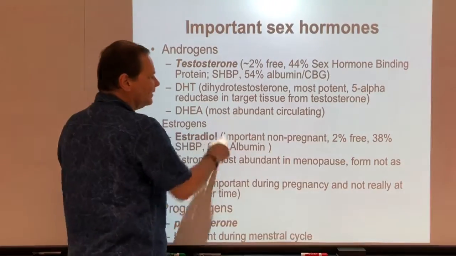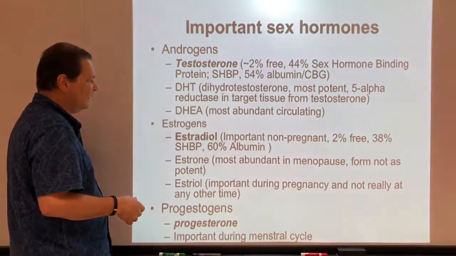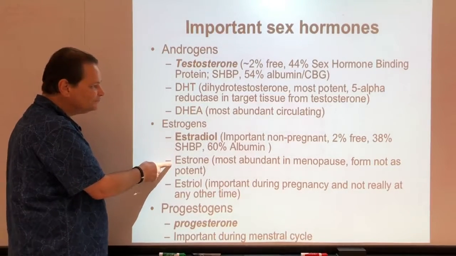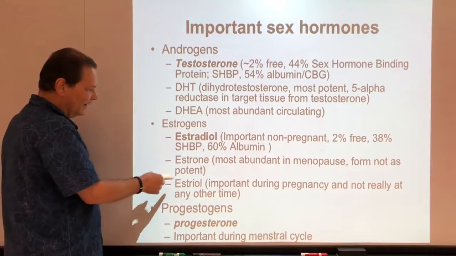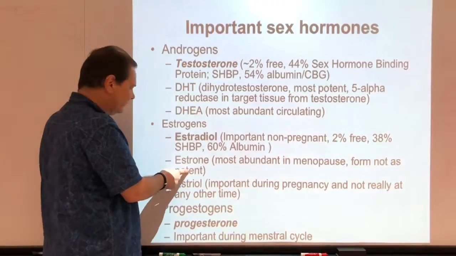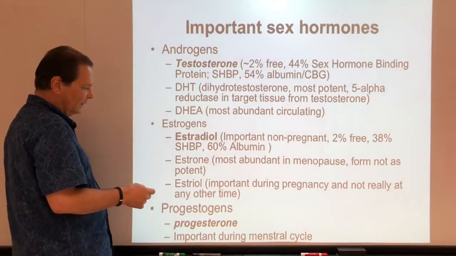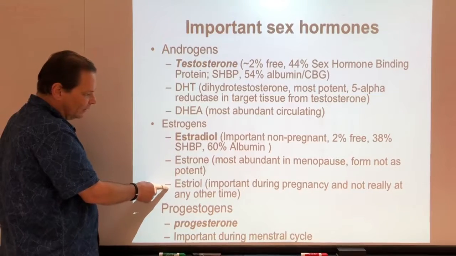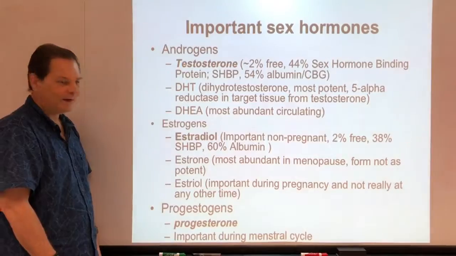DHEA, I'll bring up in a moment. It's a very abundant circulating androgen. As far as the estrogens are concerned, estrone is most abundant in and after menopause, and it's not very potent at all, which won't surprise many of you. There isn't a lot of estrogen function after menopause. And we have estriol, which is important during pregnancy and not really at any other time.